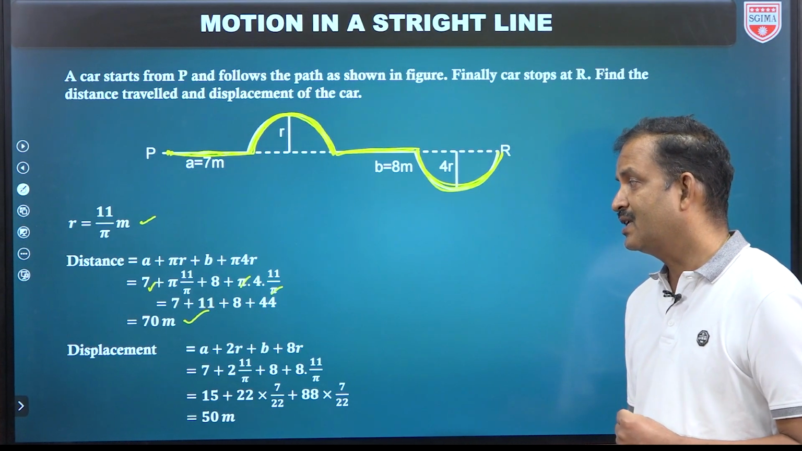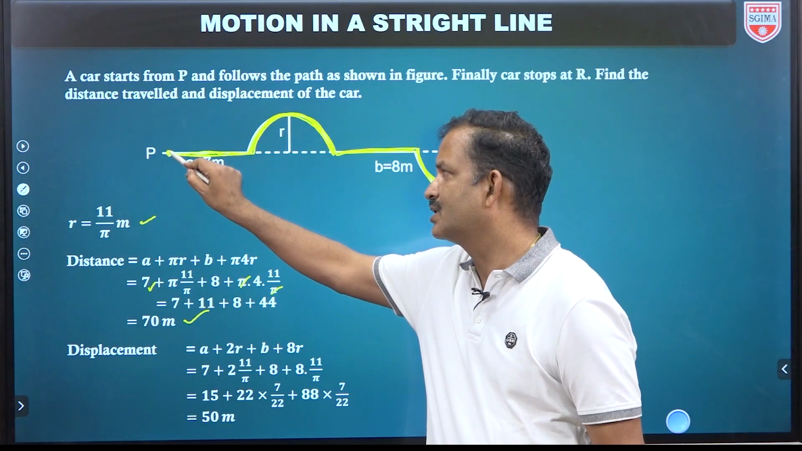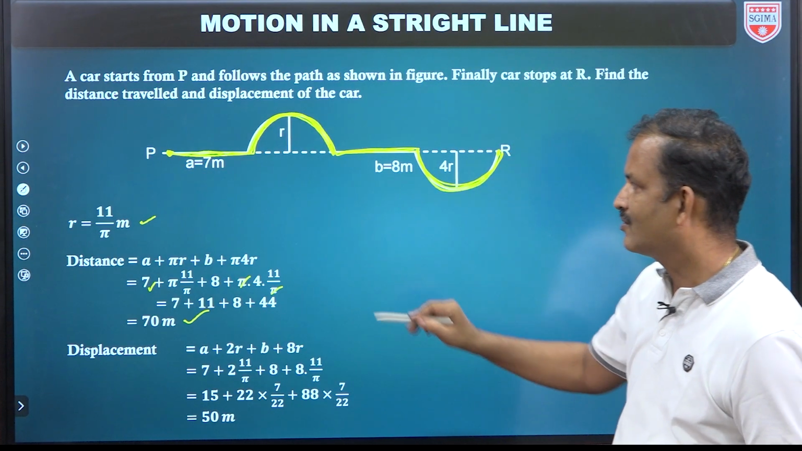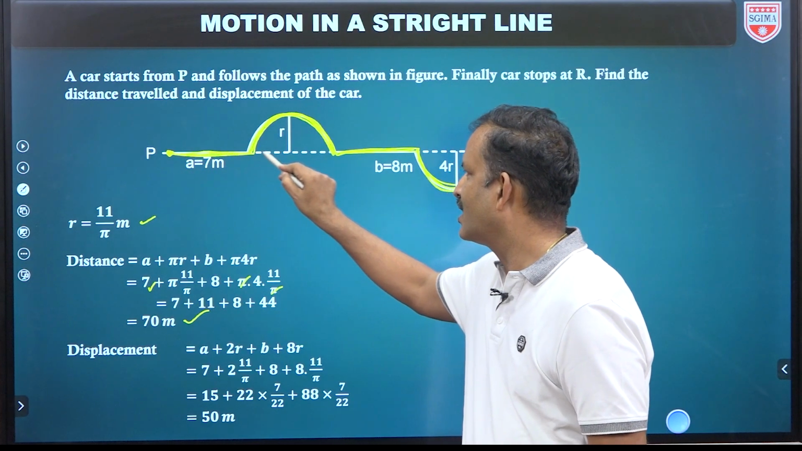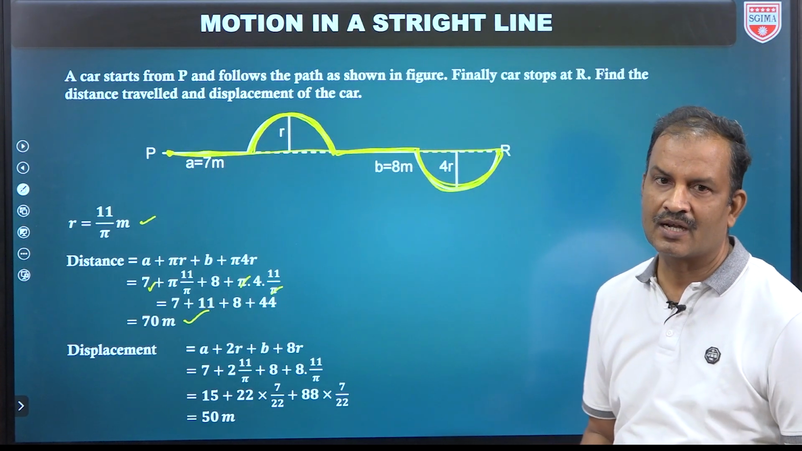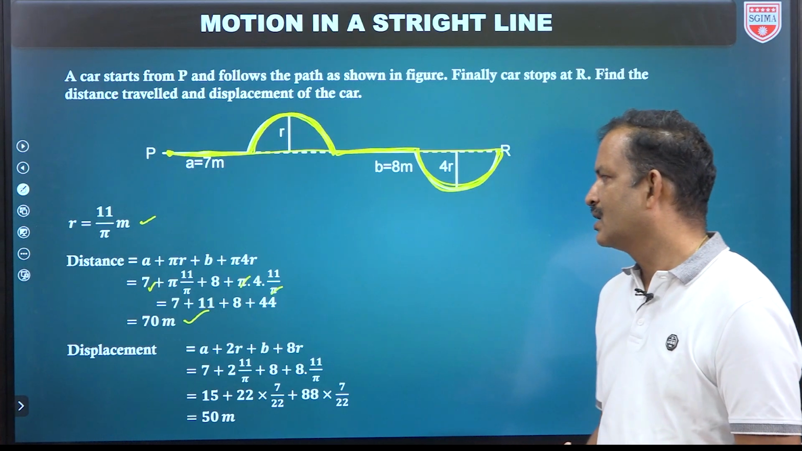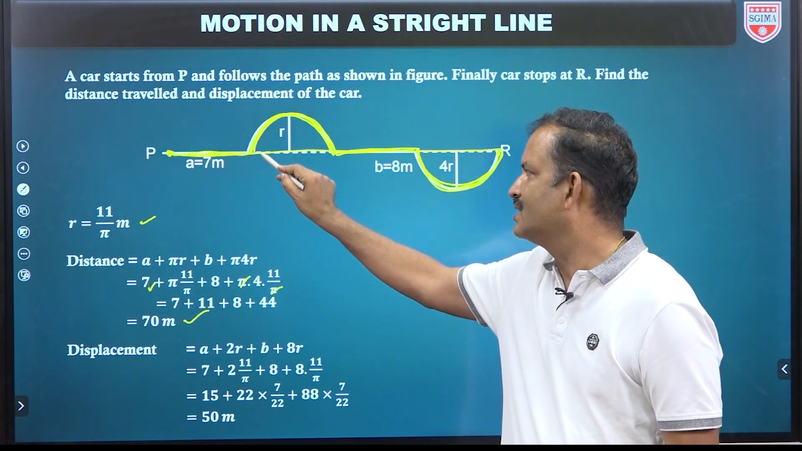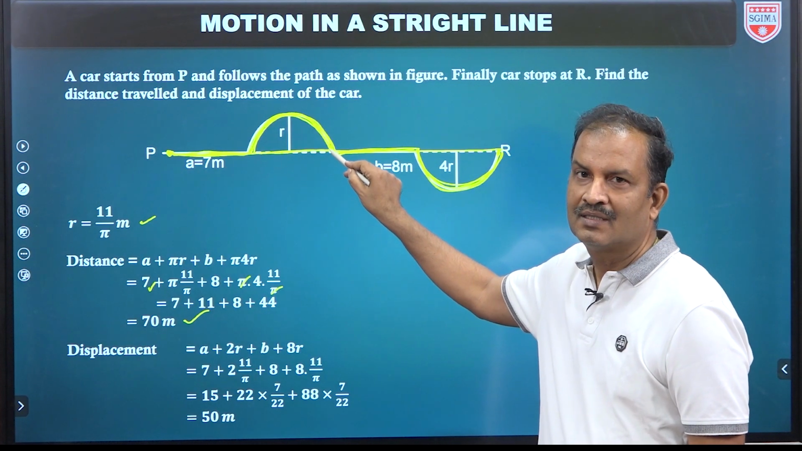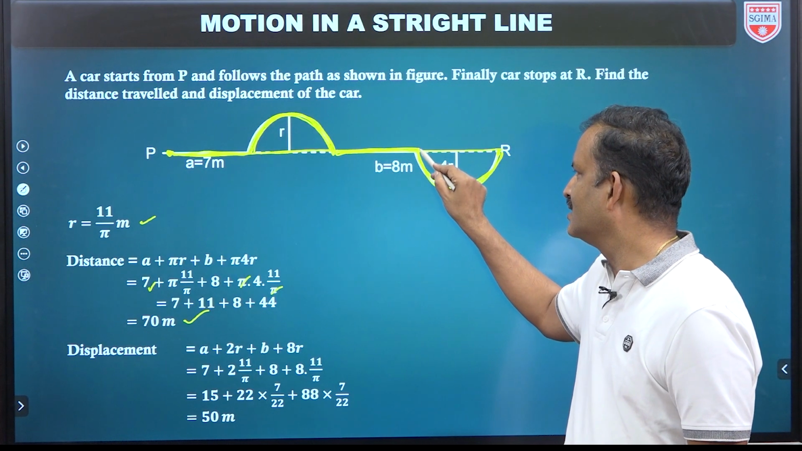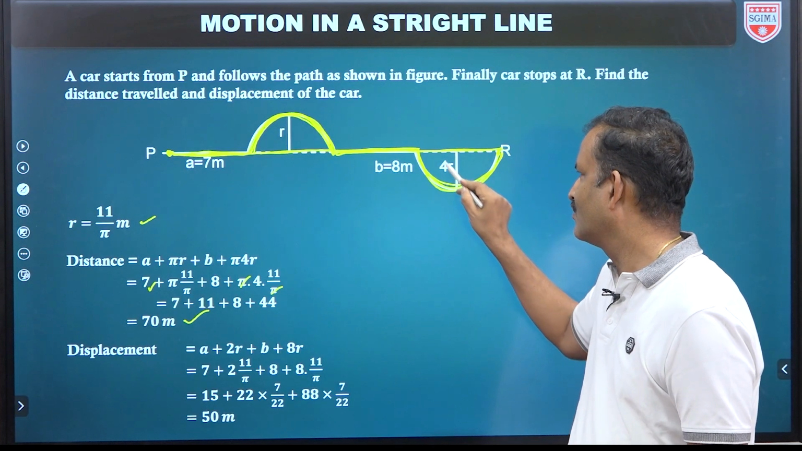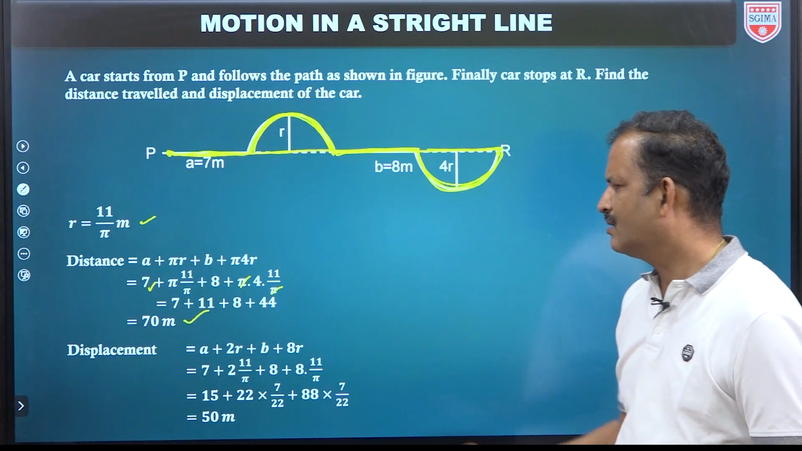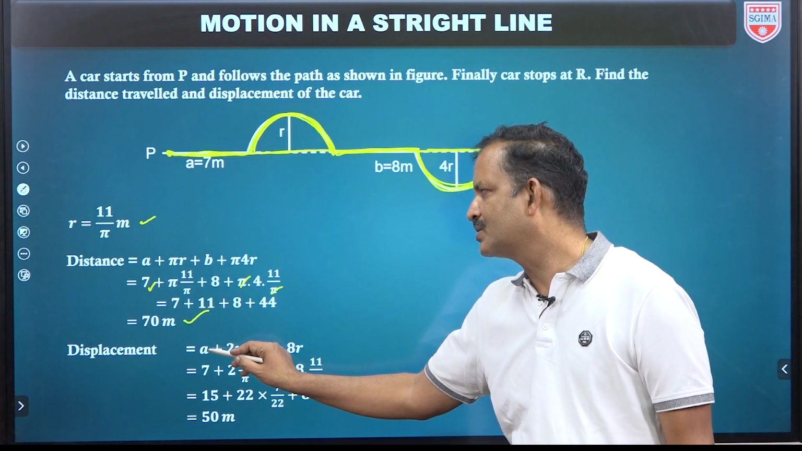But displacement is considered. This is the initial position. This is the final position. You have to go by the shortest path. That's why this is A, this is 2R, this is B, this is 8R. 4R plus 4R, 8R.